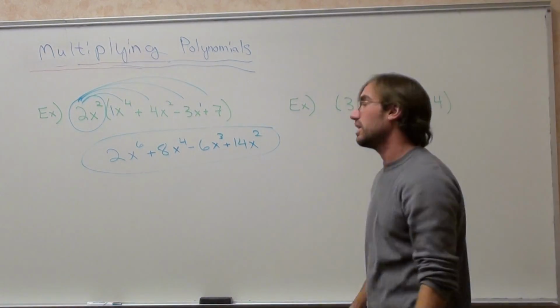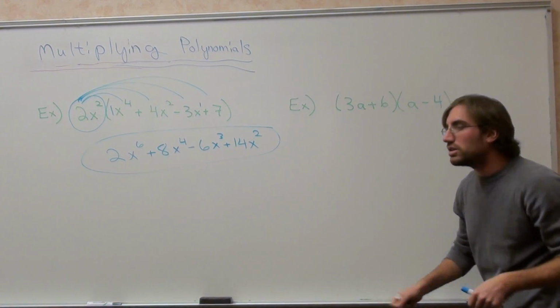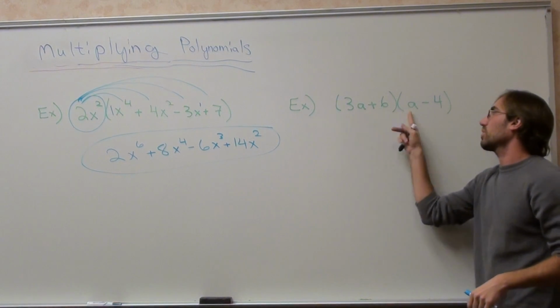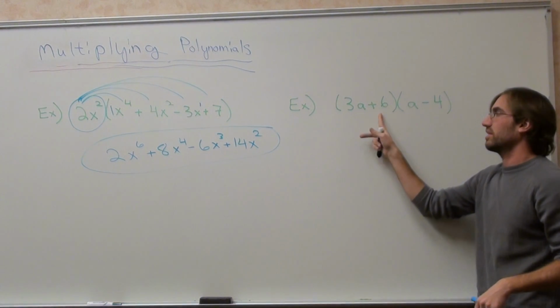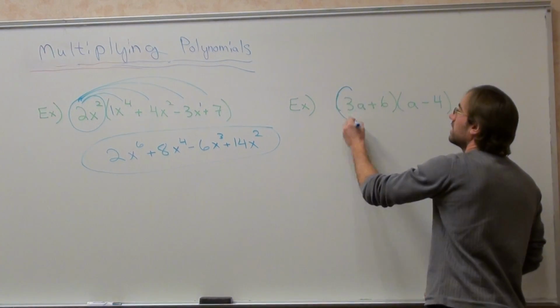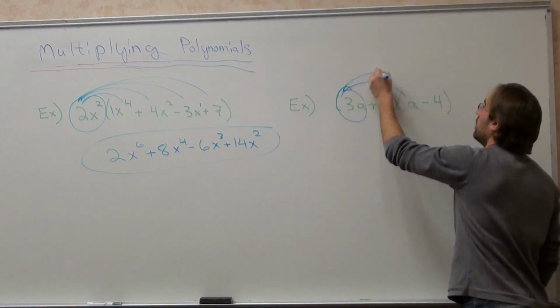I just multiply. With this one, it's a little bit different. It's like, you know, you got a deal, then you got a deal. Well, I call this like a neighbor meeting a neighbor. First, one neighbor goes over and meets the two neighbors. Then the spouse wants to meet the neighbors as well. So 3a gets multiplied by a, and 3a multiplies by negative 4.